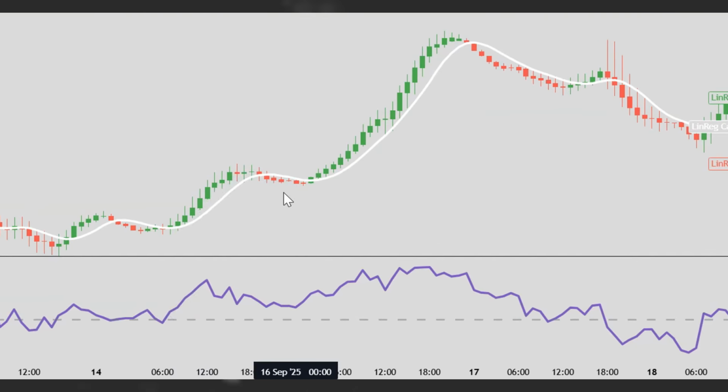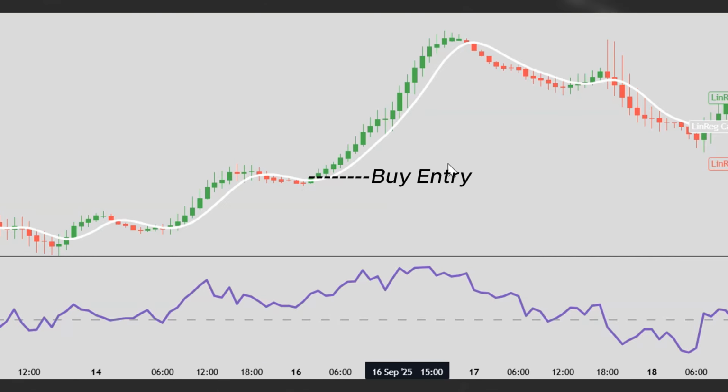This is normal in an uptrend. Watch carefully. Now a green candle closes back above the moving average line. This is our signal to enter a long trade right here at the close of this candle.